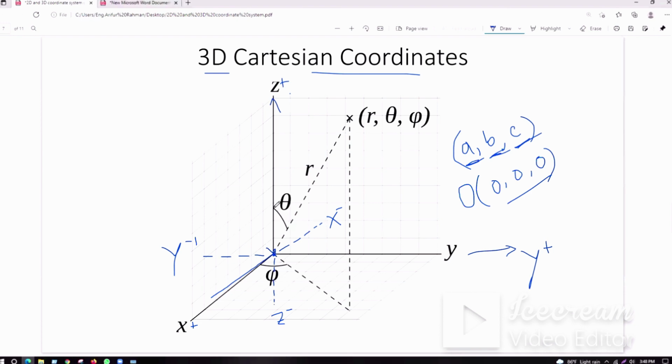Every axis is inclined vertically, mutually. They are mutually perpendicular to each other. So x-axis is at a right angle with the y-axis. Y-axis is perpendicular to the z-axis, and z-axis is perpendicular to x-axis.